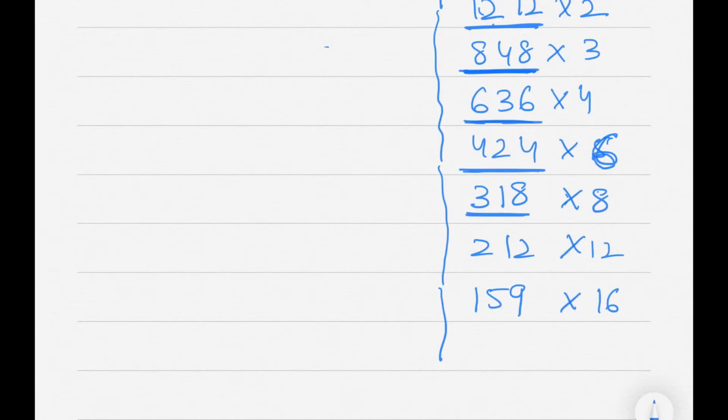Then 19, let's check by 19, okay. No, 159 doesn't come in the 19 table. Then 20, no, 21, no, because no 7, right? 22, no, because it's not going by 11. Then 23, and 23 also, no, 159, okay. So 24, yes, because this is an even number here, so 24 it will go.